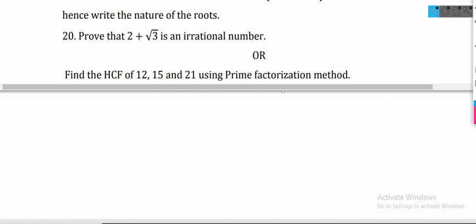Find the HCF of 12, 15 and 21 using prime factorization method. Here we find out the value for this HCF by the prime factorization method. Prime factorization means you have to use only the prime numbers. So here you observe which are the prime numbers: 2, 3, 5, 7, 11, 13, 17, 19. The numbers which are not divisible by any other number.